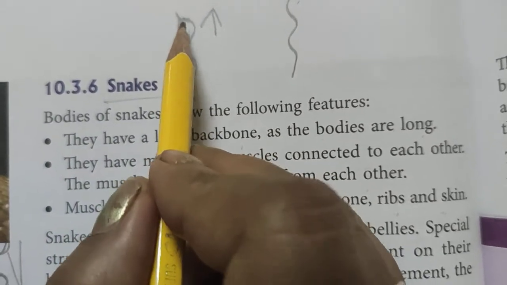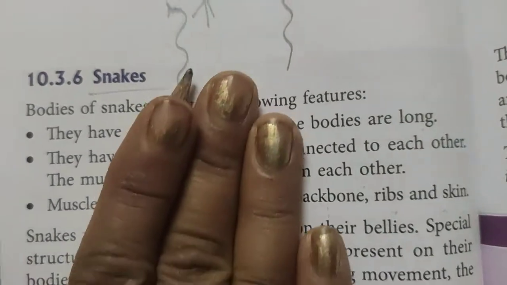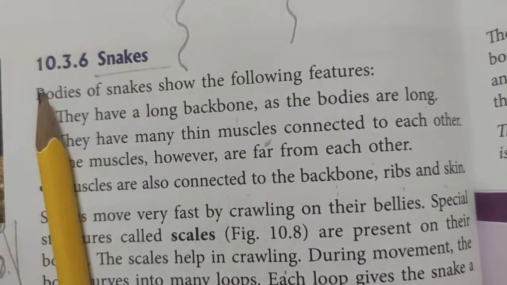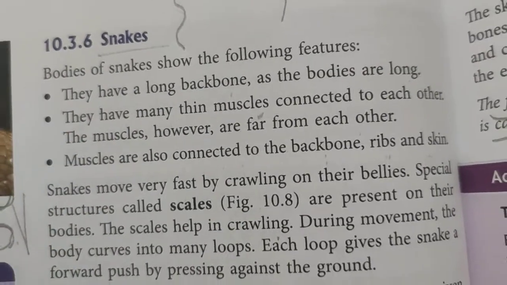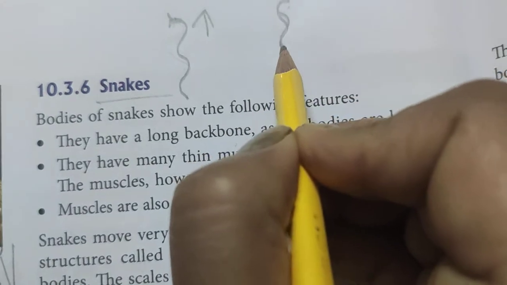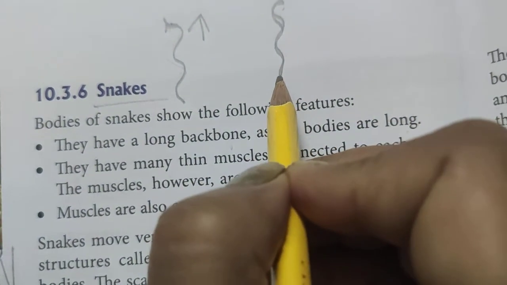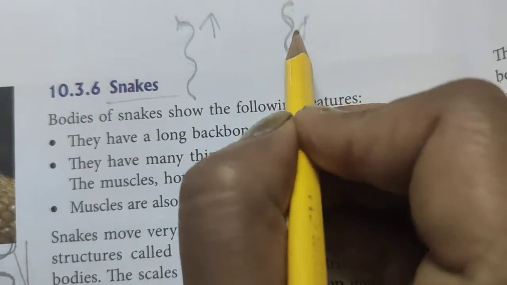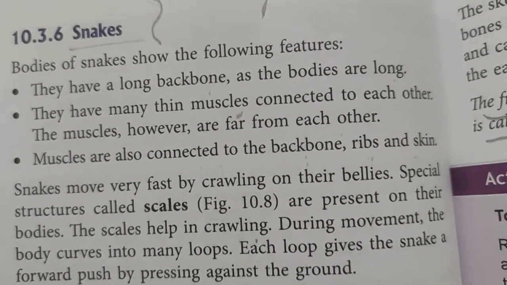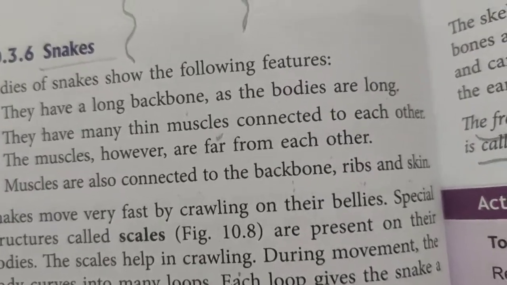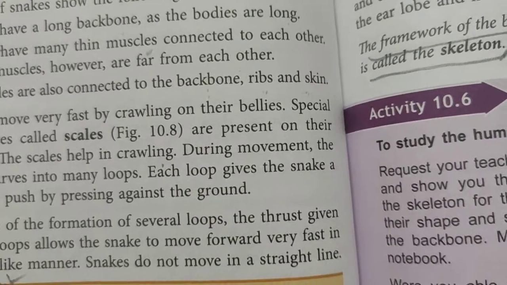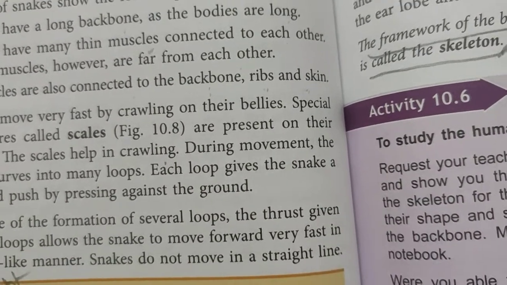Okay, this is the head of the snake. It helps. Means it moves like this. It has some scales on the body, so it again pushes the body forward. And these loops which they are formed, this also helps the snake to move forward by giving means by forcing or giving a thrust. Thrusting means giving force to the snake body.